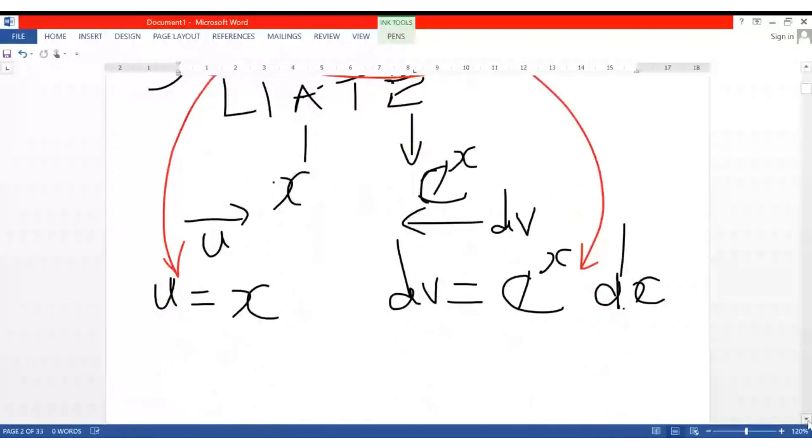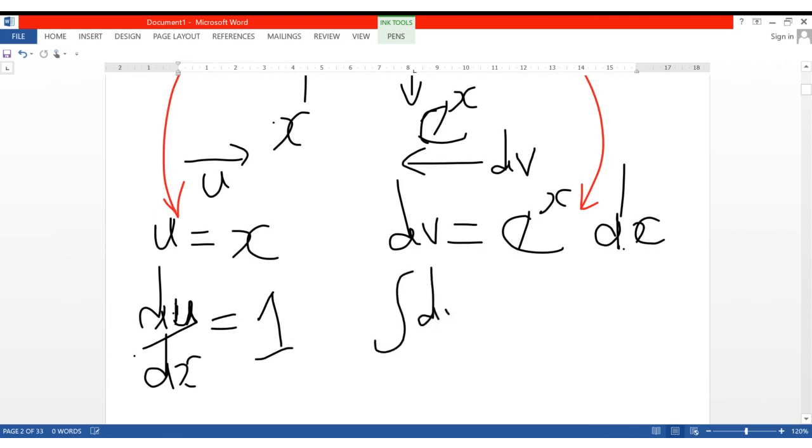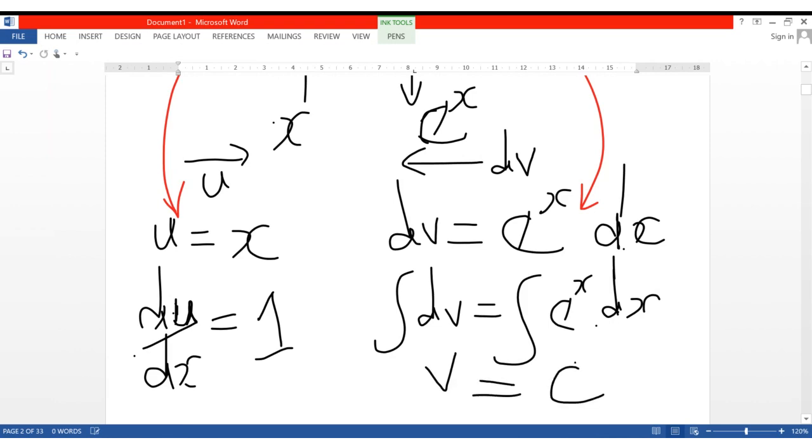Now I'll be able to come and differentiate this one. When you differentiate u, you'll get du, or I say du dx. du dx is equal to 1. And then here I integrate dv, and I integrate the other side, exponential x dx, because I want a v. When you integrate dv, you get v. When you integrate exponential x, you still get exponential x.